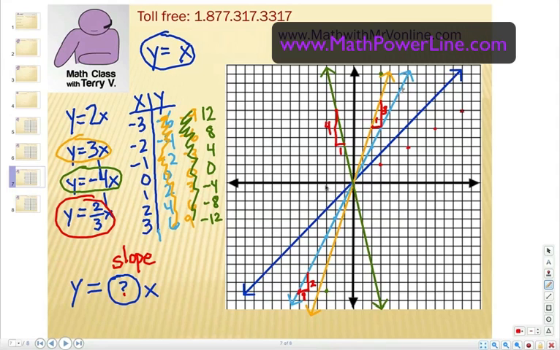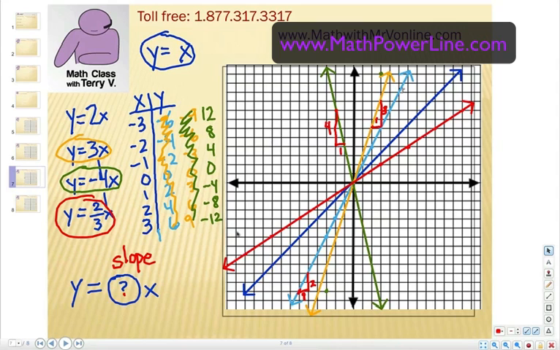Now I'm going to go over 3 and down 2. Over 3 and down 2, and so on. Let's go ahead and put a graph on this. So the multiplier number is the indication of the slope. That's the angle of the line, positive or negative.